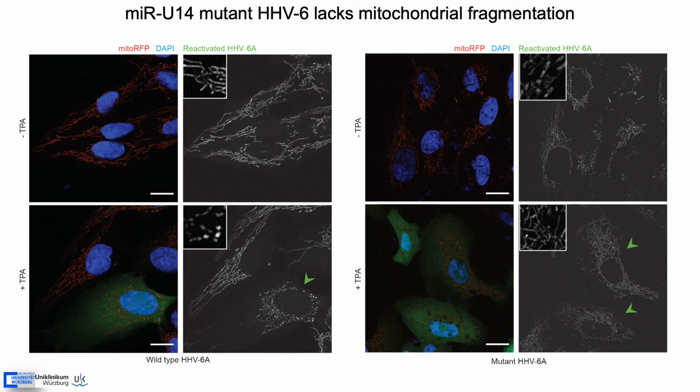We then created a cell line carrying a latent but mutant HHV-6 which doesn't express miR-U14. As you can see here on the left panel, wild-type HHV-6 reactivation induces a strong mitochondrial fragmentation. In these images, virus reactivating cells are GFP positive. Mitochondrial fragmentation is indicated with a green arrowhead. On the right panel, the mutant virus reactivation has no effect on mitochondrial fragmentation.